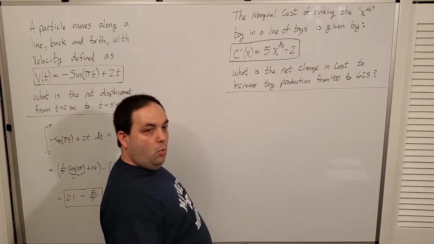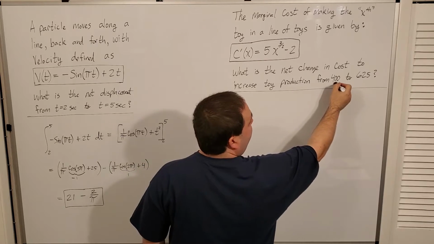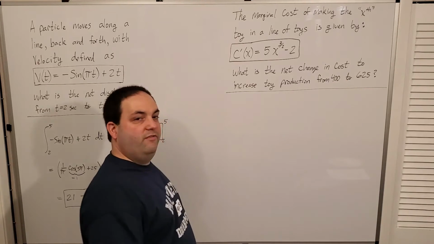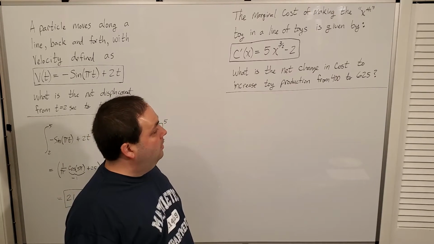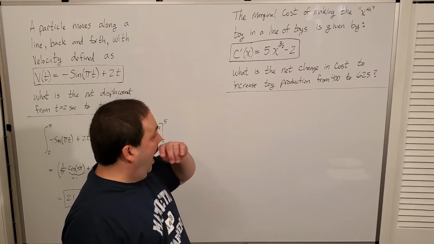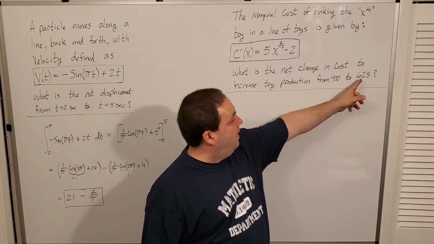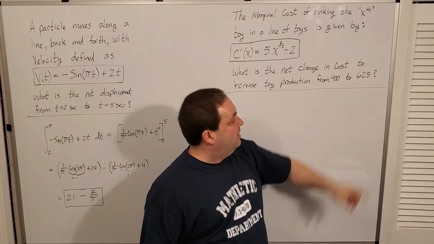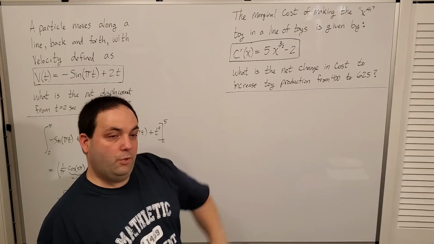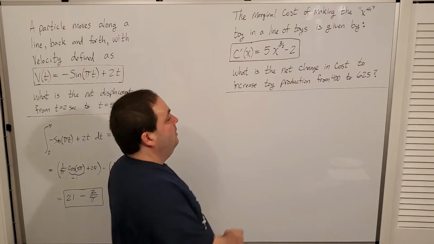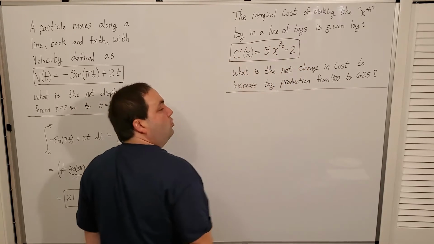because the people want more toys, right? So I'm going to increase my toy production from 400 to 625. Now, whether or not that makes a cost increase, it doesn't matter. But we're going to figure that out. I'm saying that the toy production is increasing. So these are my x values, right? x equals 400 to x equals 625, okay? I'm increasing the production by that much. And each one of those increases is given by this marginal cost function.